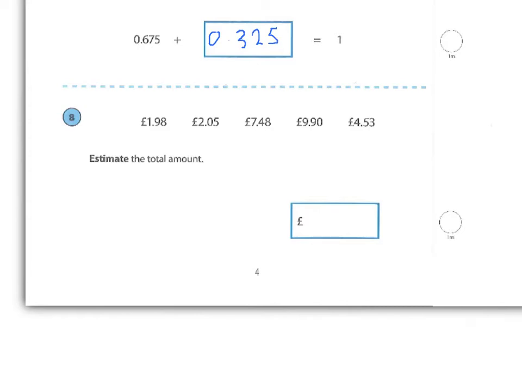Question 8. Estimate the total amount. The first thing I would do with these amounts of money is round them to the nearest pounds. So £1.98 would round to £2. £2.05 would round to £2. £7.48 would round to £7. £9.90 would round to £10. And £4.53 would round to £5. Now when I add those numbers up, I get 2, 4, 11, 21, £26.